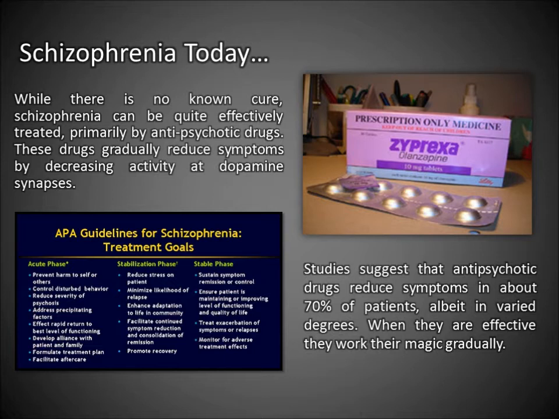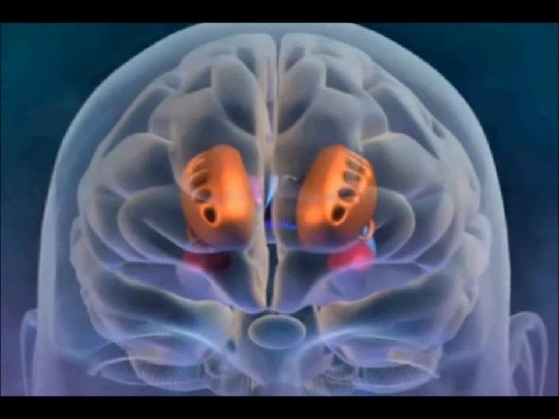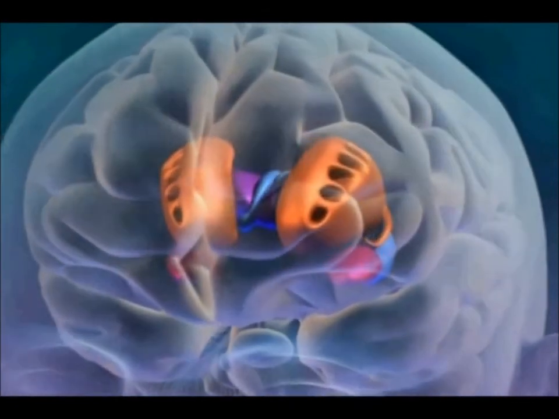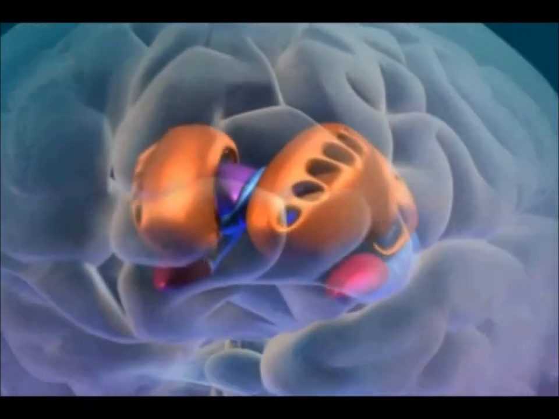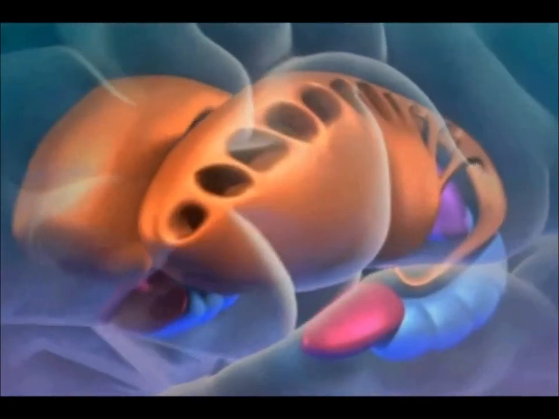These drugs gradually reduce symptoms by decreasing activity at dopamine synapses. Studies suggest that antipsychotic drugs reduce symptoms in about 70% of patients, albeit in varied degrees. When they are effective, they work their magic gradually. Imagine if we could shrink down to the size of a molecule of dopamine or one of these first-line antipsychotic agents. What would we see down there at the molecular level?